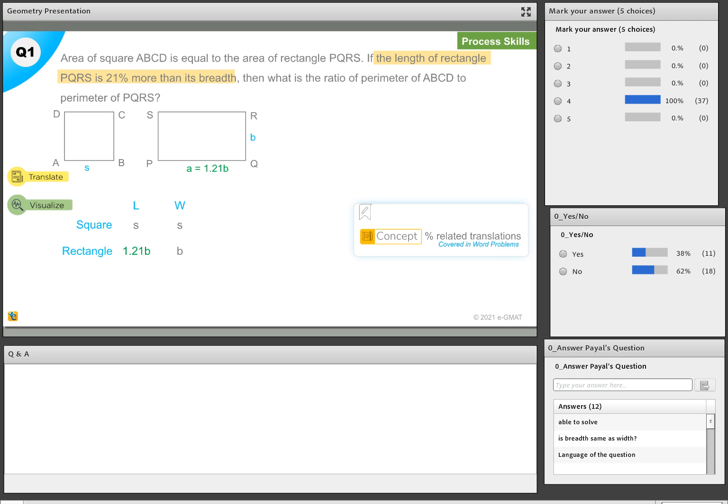Because if in the exam environment you take the time to write down each and every step over here to get to that 1.21b, then you will end up losing your precious time. That's how the level of clarity that you have in the processing over here in doing the translation is going to save you your precious time in the exam environment. Does that make sense? Yes or no?